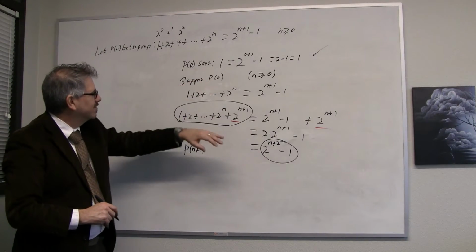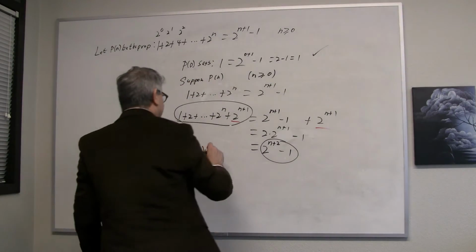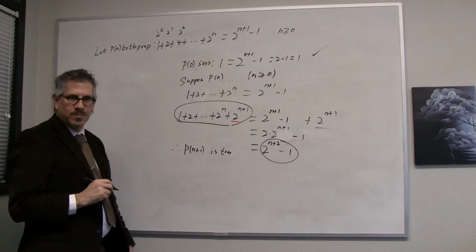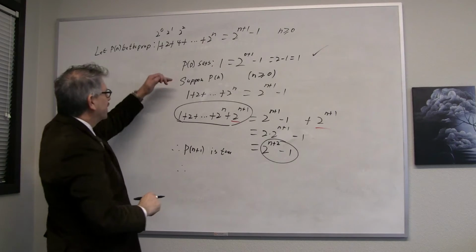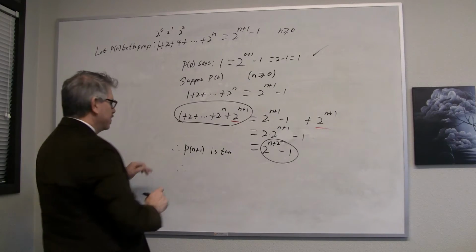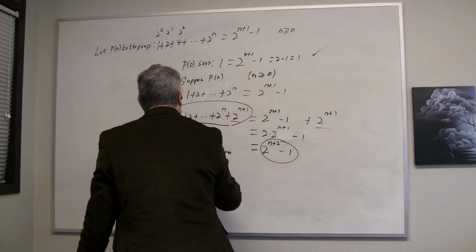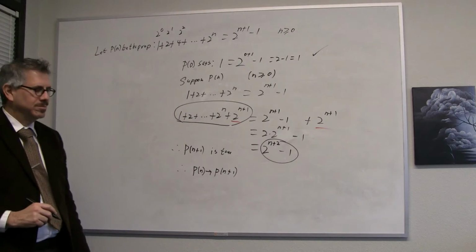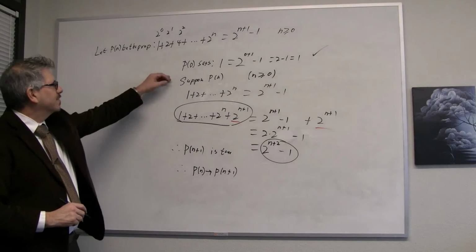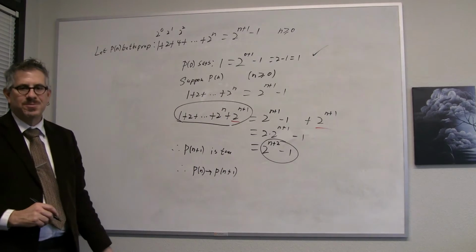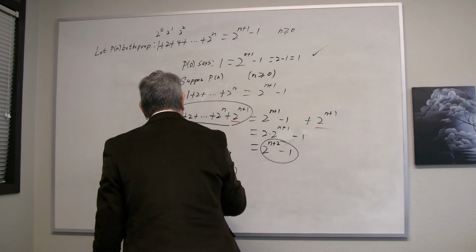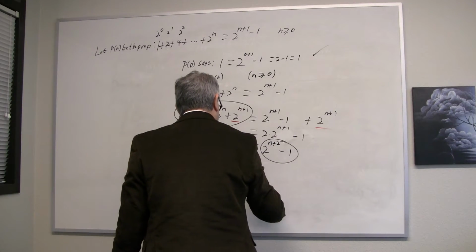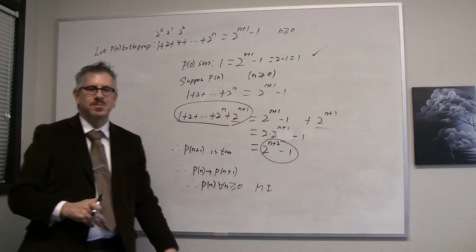So starting with P of n, we've shown that P of n plus 1 is true. Well, if by assuming this we can show this, that means that P of n implies P of n plus 1. We've got P of 0, we've got P of n implies P of n plus 1, therefore P of n is true for all n bigger than or equal to 0, and the reason for that is mathematical induction.